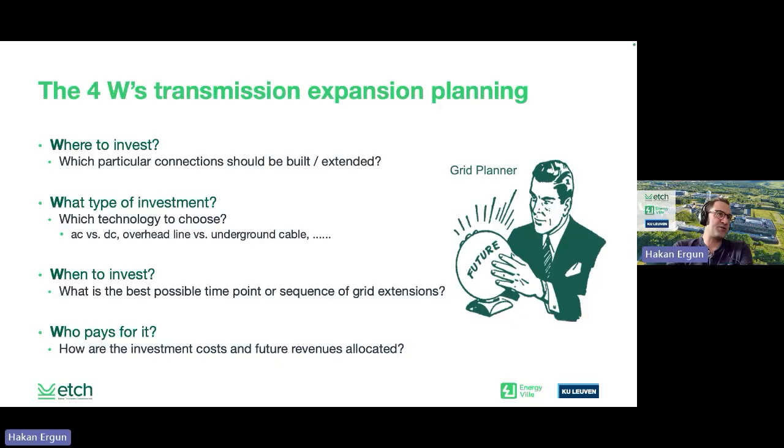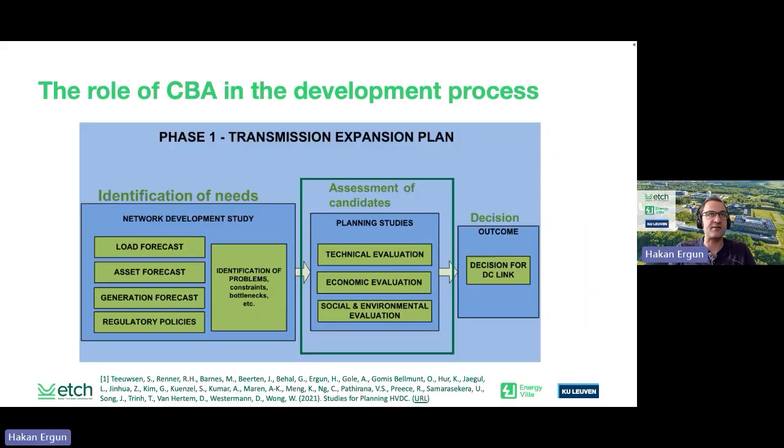Another important question is to understand when to invest. What is the best possible time point or the sequence of grid extensions? I will also come to that at the end of the presentation. And the fourth one is basically who pays for it, or how do I get remunerated? So how are my investment costs and future revenues allocated? Because that is also going to have an impact on my investment decisions inherently.